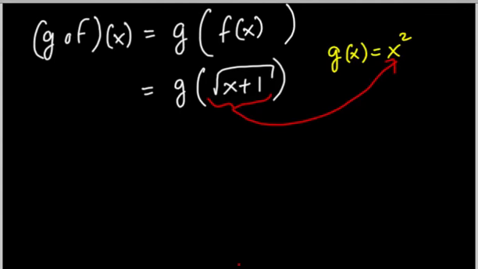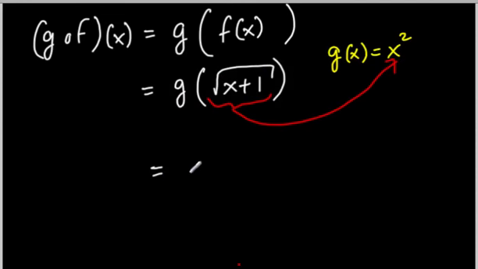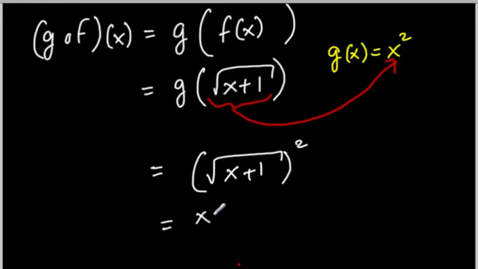So what that means is this is equal to, right? This is supposed to be x squared, but instead of x, I'm going to put in the argument, which was the square root of x plus 1. And since I'm basically squaring the square root of x plus 1, this becomes x plus 1. All right? And that is how we do g of f.